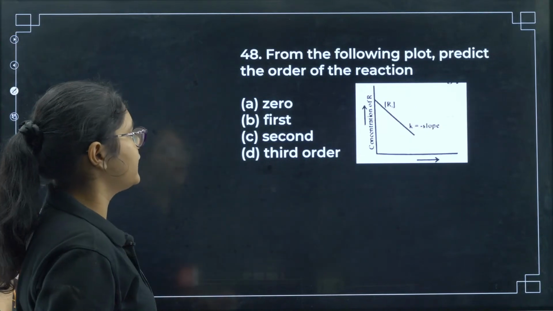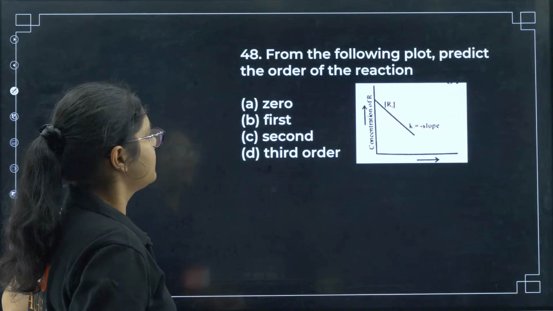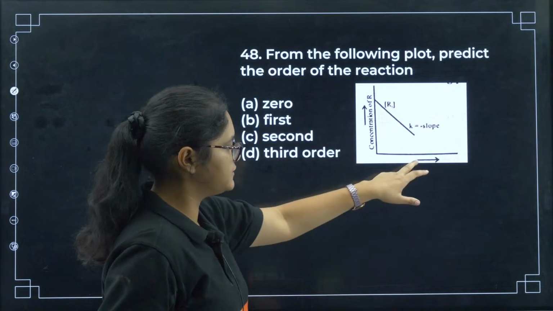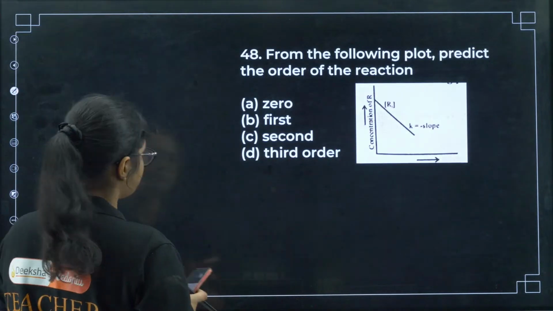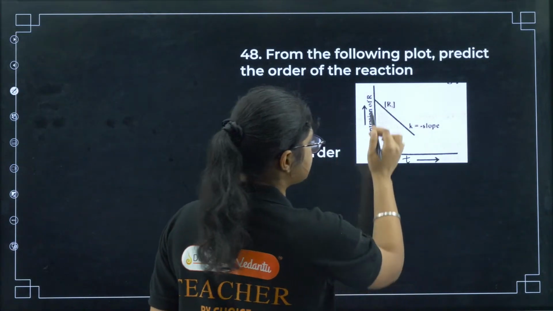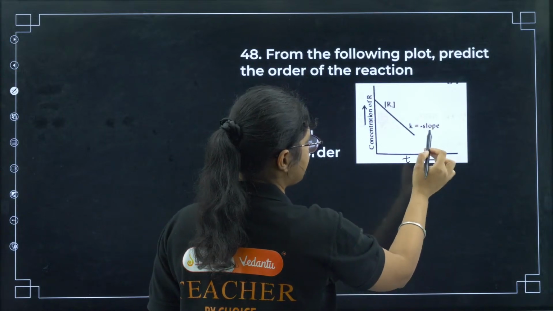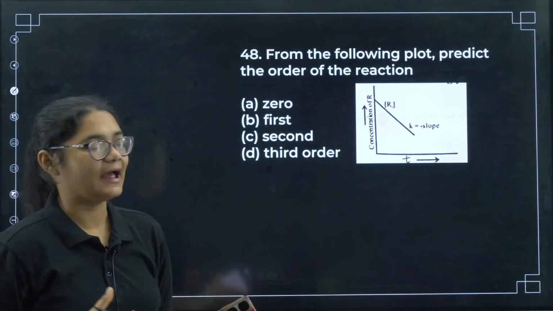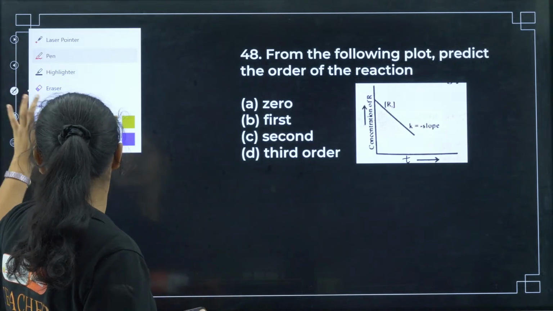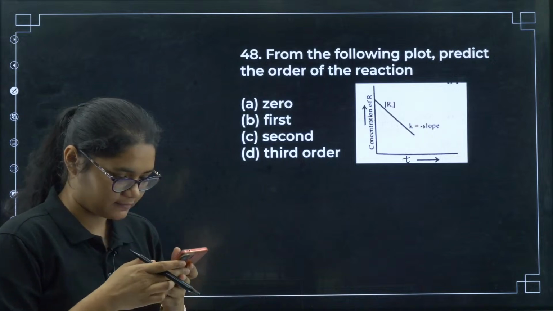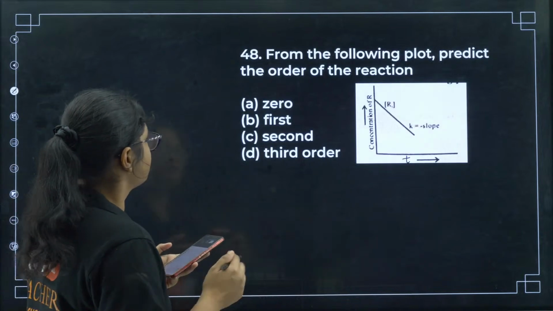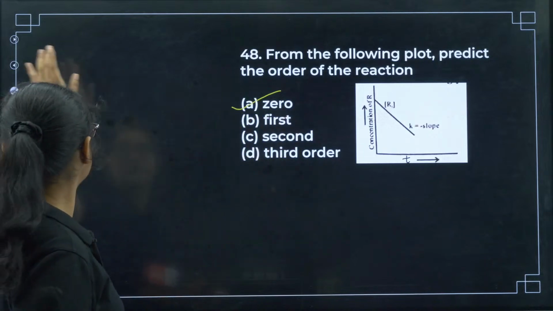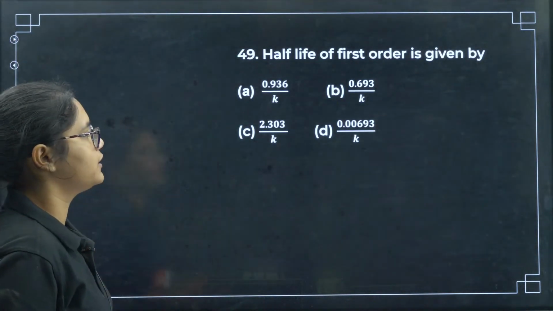Next, question number 48. From the following plot, predict the order of the reaction. So on this side it is R, this is T, this is minus K, and this is R naught. So you have R naught, R, K and T. We have also discussed the graph in today's class. Can we see what is the correct answer? 48A, yes, zeroth order reaction. There is no ln term, so you can easily guess it can be a zeroth order reaction.